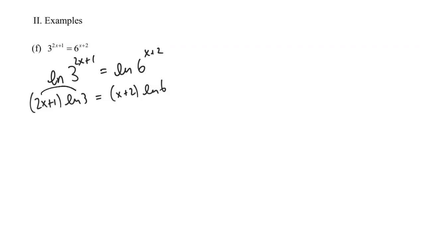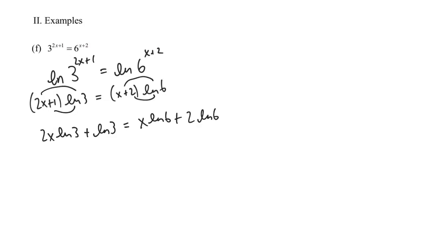So I'm going to have 2x natural log of 3 plus the natural log of 3 is equal to x times the natural log of 6 plus 2 times the natural log of 6. And so now, as I said just a second ago, what we want to do is move all of the terms that have x, which would be this one and this one, onto the same side of the equal sign. And so that means that the one on the right-hand side is going to have to be subtracted over.